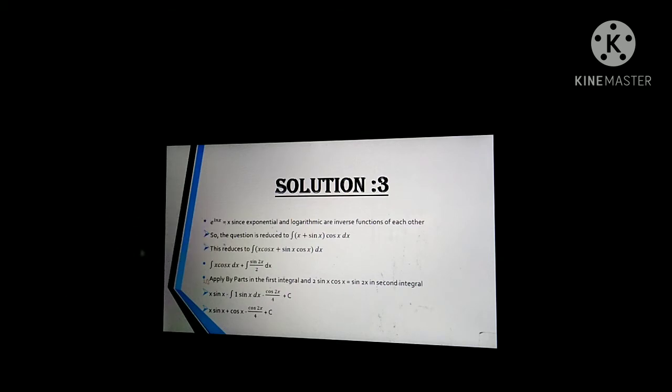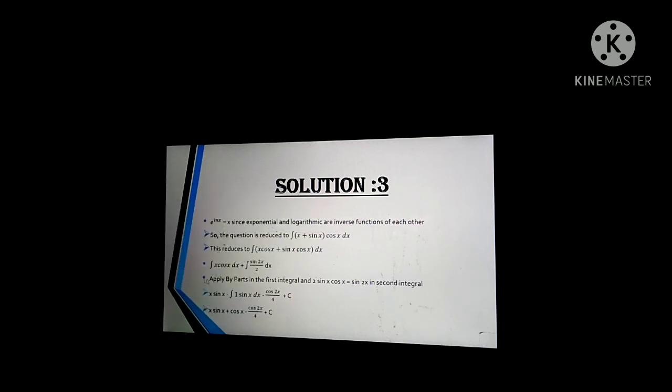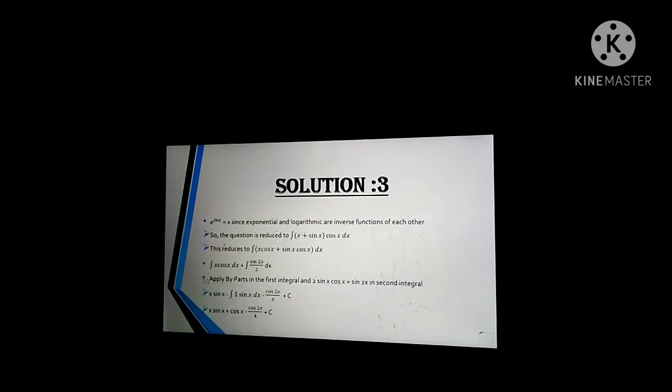So it's like plus 2 and minus 2. If I take e raised to ln x, or if I take ln of e raised to x, the result will be x only. Okay, so in place of e raised to ln x, I can write x. So now the question becomes x plus sin x into cos x. So now what you do, you multiply cos x with the two terms because it is written outside the bracket. So it will become x into cos x plus sin x into cos x.